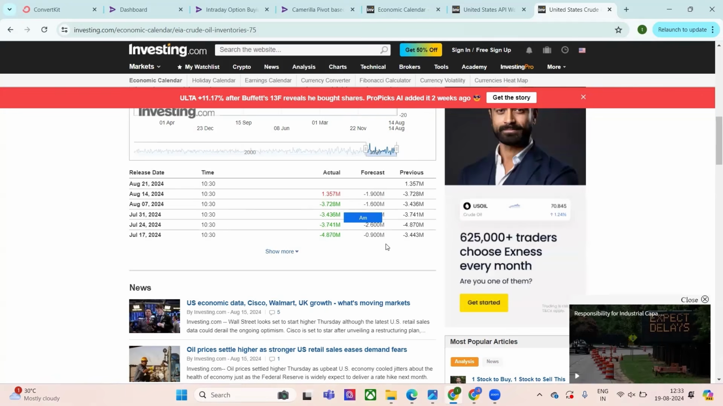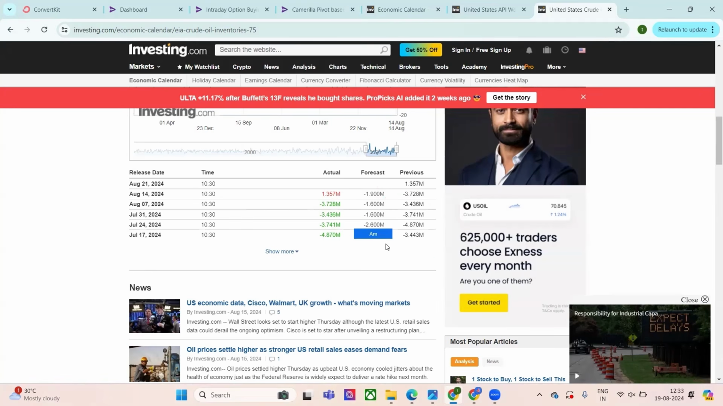Now look at this. Minus 1.9 is the forecast, but it came plus 1.3. So here, if you see, inventory is more, that means bearish. That is why you will see this in red color. Inventory is more compared to forecast. When it comes to actual, it is more than forecast, so it is bearish. Now, in all these other cases, compared to forecast, actual is less.